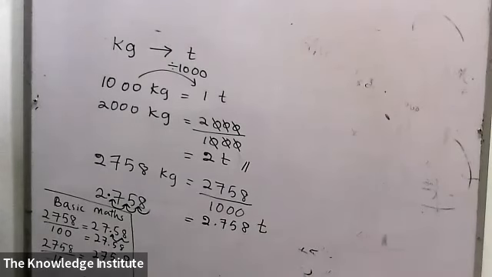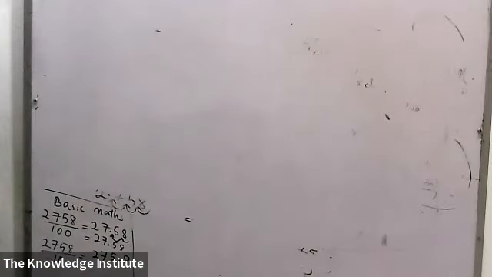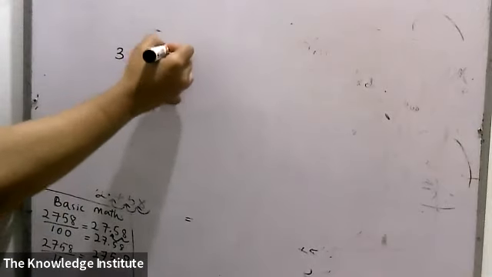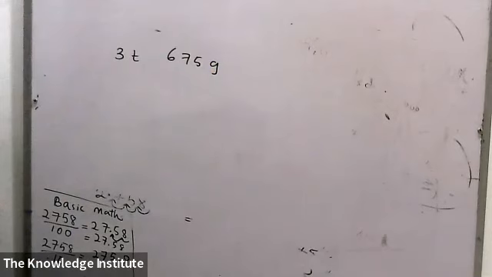Okay, teacher, done. Okay, let's move into the next type. Next type means not the next conversion, but in the same topic, the next type. Okay, different types of questions they could ask. So let's say they are telling us to express 3 tons and 675 kilograms in tons. Sorry, in metric tons. I'm sorry.